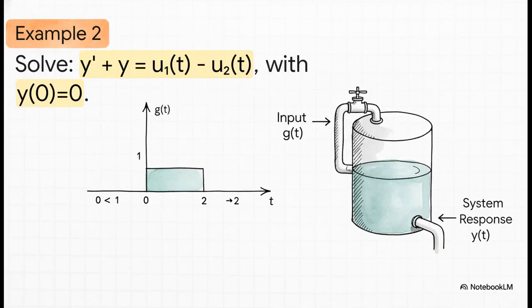Okay, let's try a slightly more interesting case. This time, the forcing function is a pulse. A force turns on at time t equals 1, and then it turns off again at time t equals 2. We can write that down by subtracting two step functions. It's a first-order equation, and again, we're starting from rest.